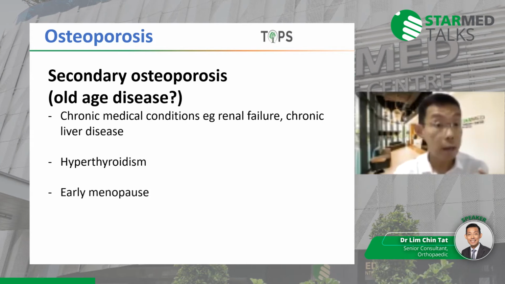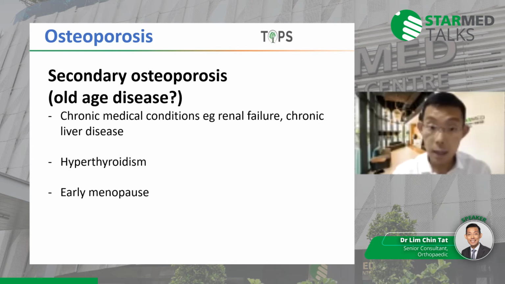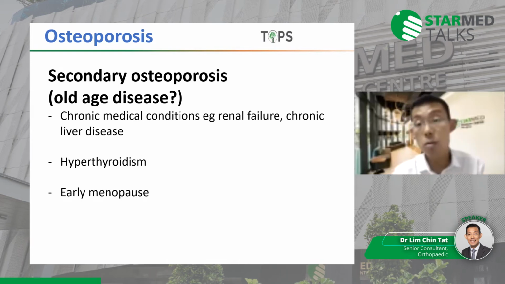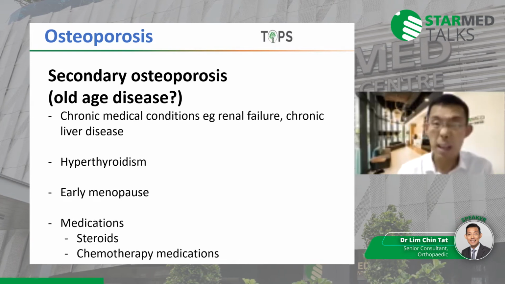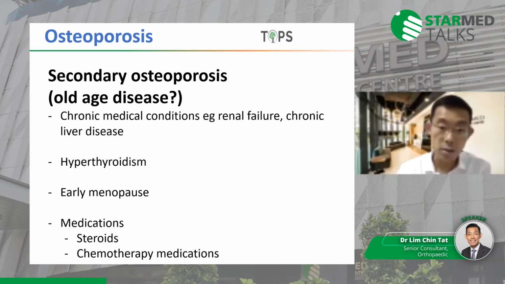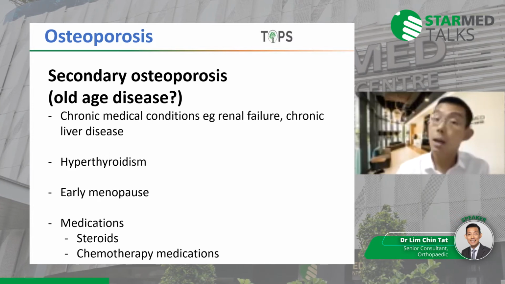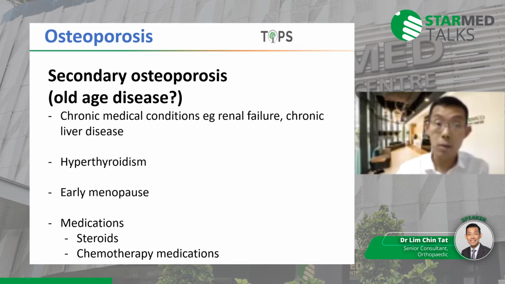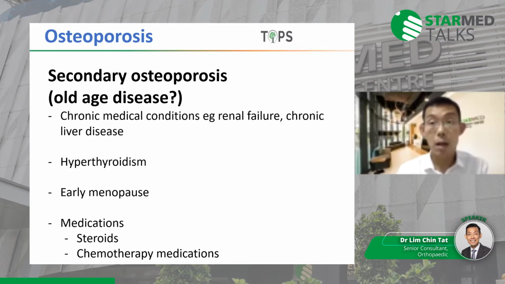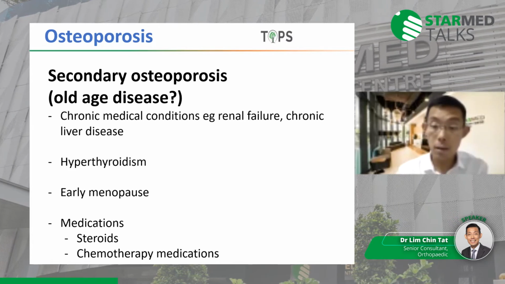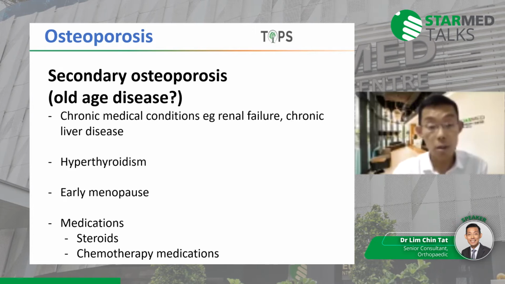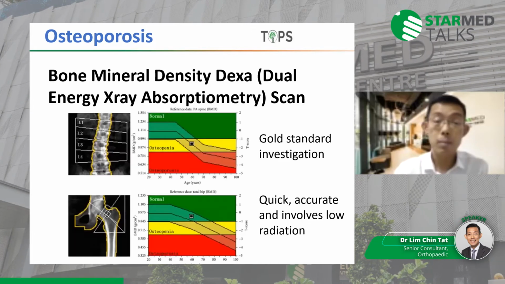Early menopause, any condition that can cause ladies to have early menopause, can also cause early osteoporosis. Medication, if you're on a lot of steroids and chemotherapy medication, can also cause secondary osteoporosis. So these are not really OH disease. It can affect younger individuals. So just be careful, take note.